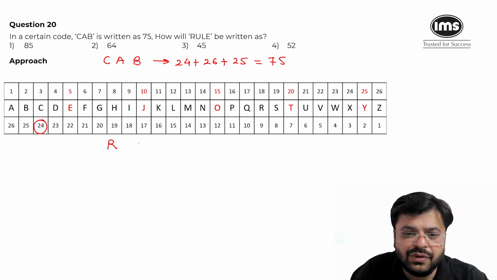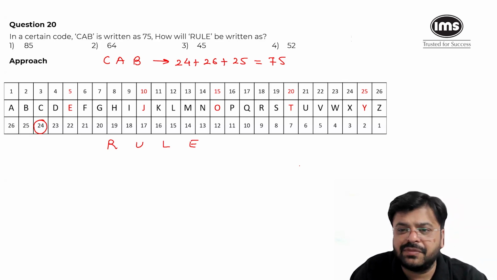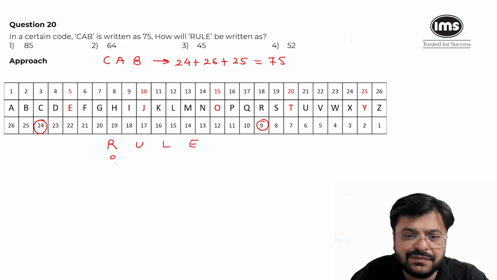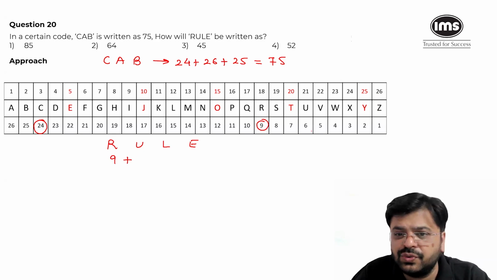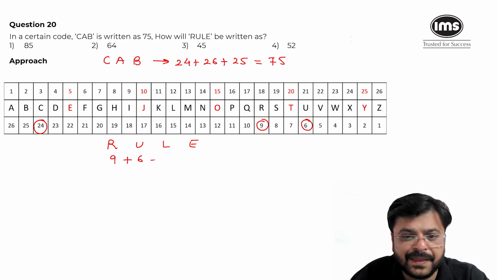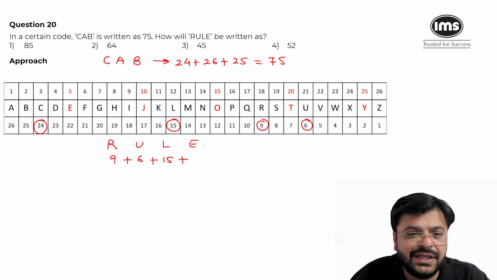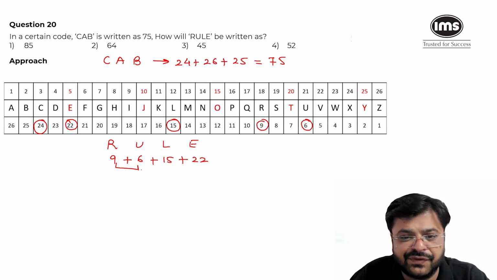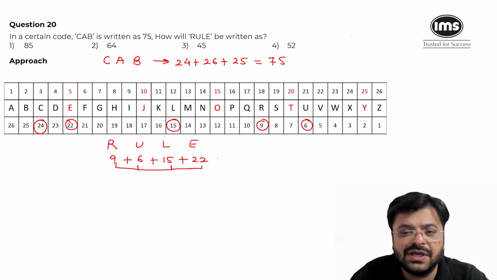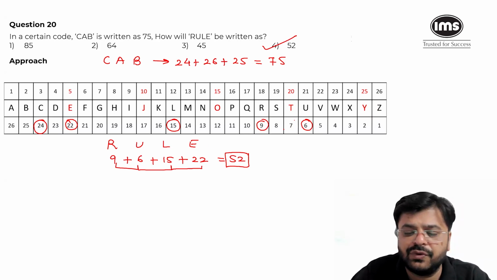Now, for RULE, we will take the corresponding numbers from the right end. So R is the 9th letter, then U is the 6th letter, L is the 15th letter, and then E is the 22nd letter. So 9 plus 6 is 15, 15 plus 15 is 30, 30 plus 22 is 52. So RULE will be coded as 52. So option 4 is the right answer.